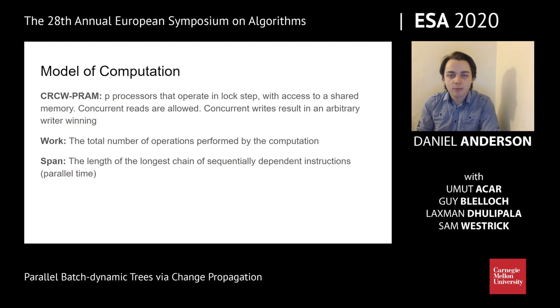Then we need to have measures to analyze the effectiveness of algorithms. So we'll analyze algorithms in terms of their work, which is the total number of operations that they perform across all processes, and the span, which is the length of the longest chain of sequentially dependent instructions, which you might know as parallel time in some other models.